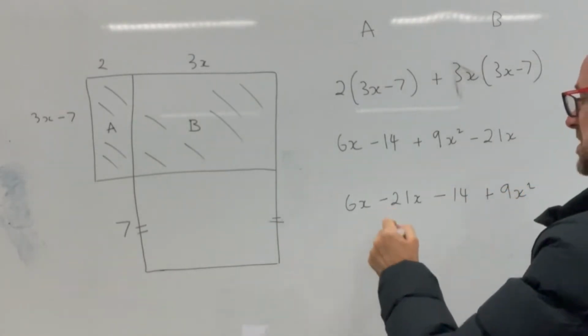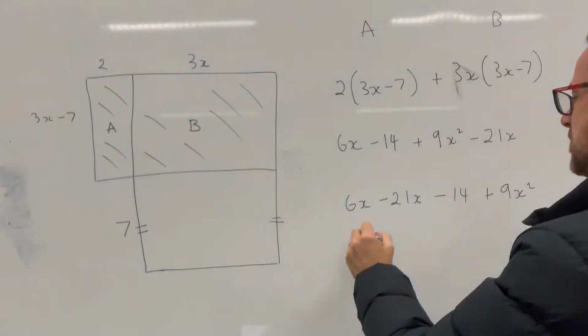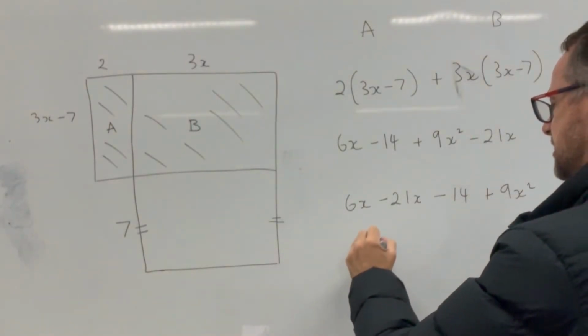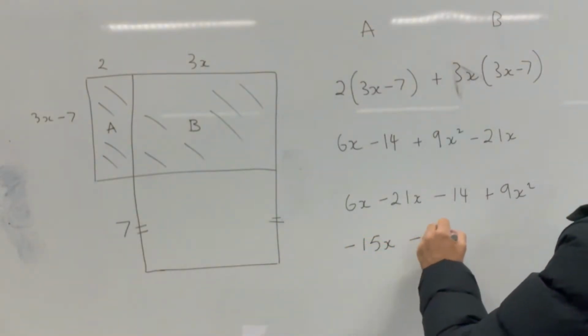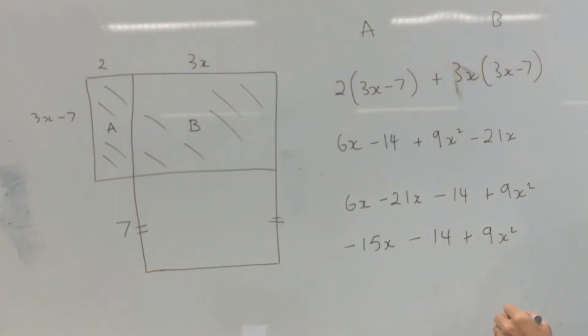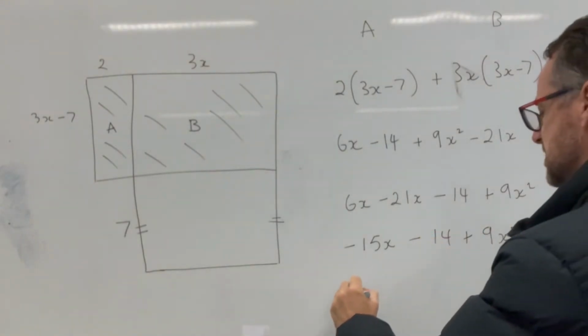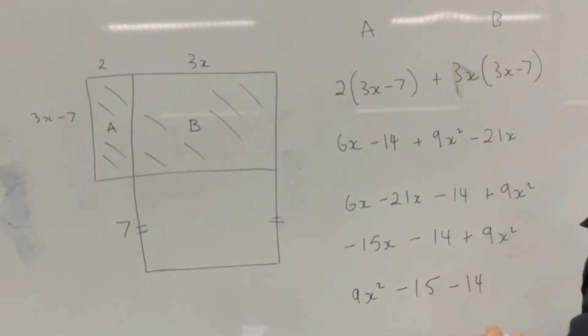So that gives us 6 take away 21 will give us -15x, take away 14 plus 9x squared, which we can rewrite as 9x squared take away 15x take away 14 in order to have it in the correct order from an algebraic point of view.